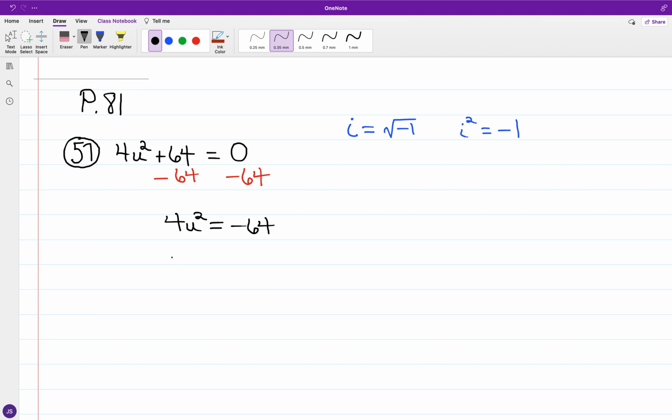And isolating u squared, we have 4u squared over 4 is equal to -64 over 4. And 4u squared over 4 will go to u to the second. And -64 divided by 4, we're going to have -16.